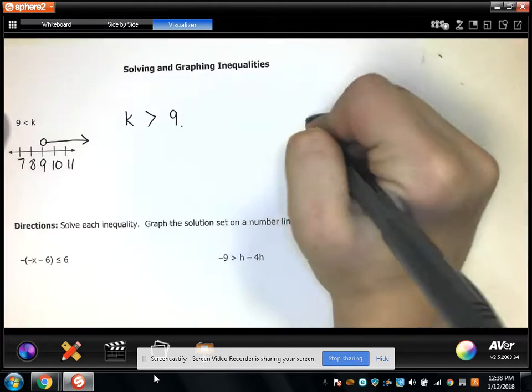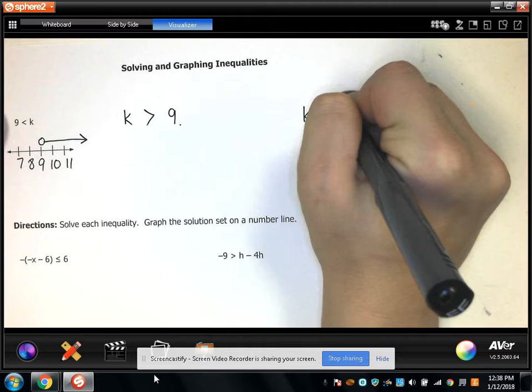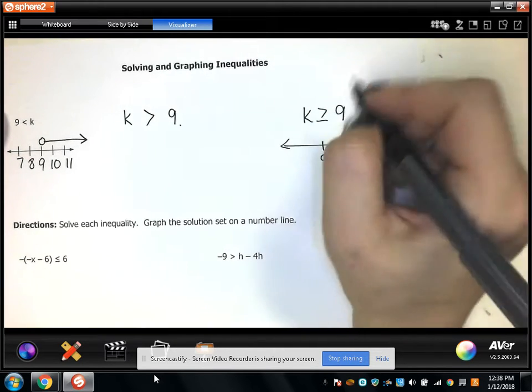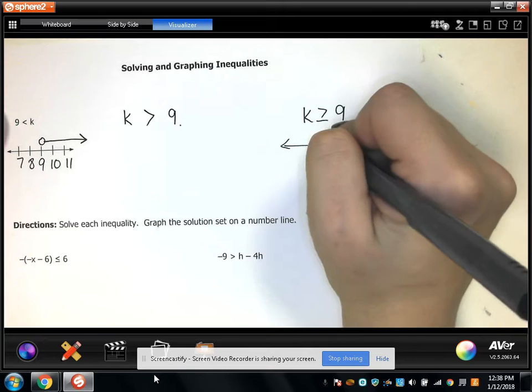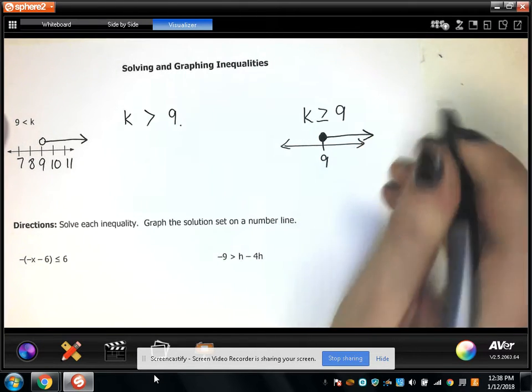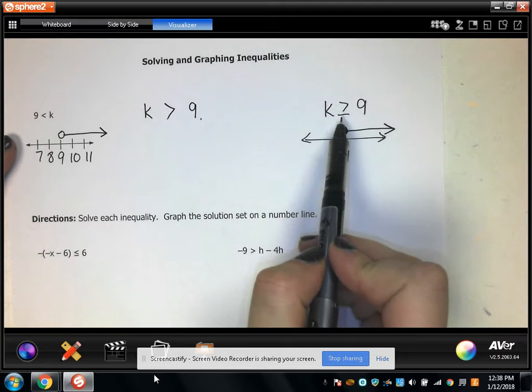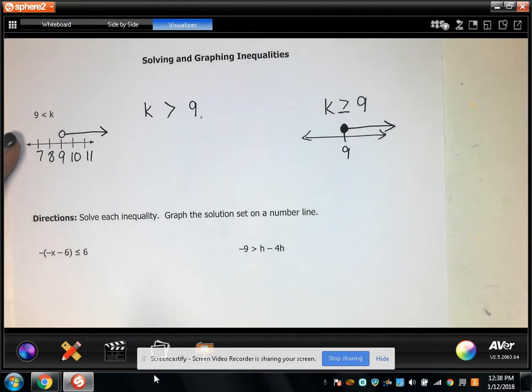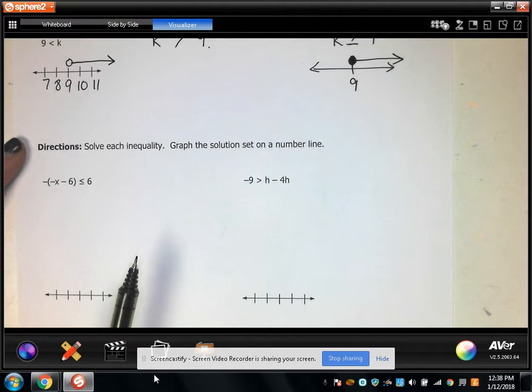Now, if we had the inequality k is greater than or equal to 9, then we could make a dot here, but fill it in, because k could be 9 or any number greater. So when there's an equality bar, you can fill it in. But if there's no bar, then you have to leave it open. All right, let's solve a couple problems.